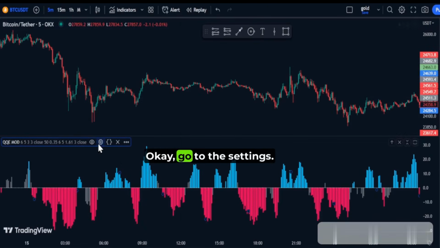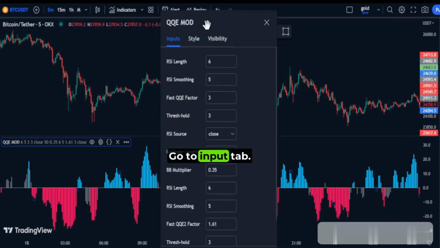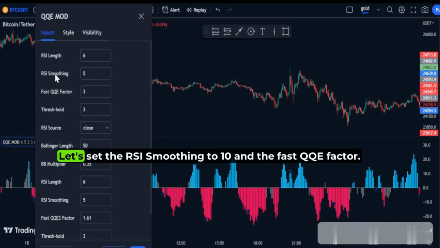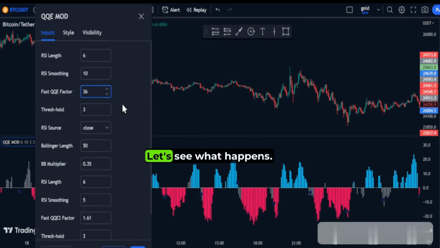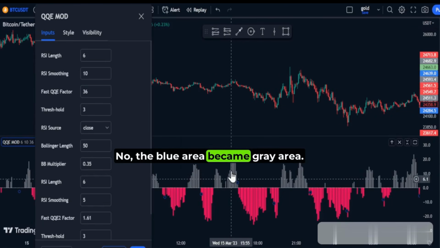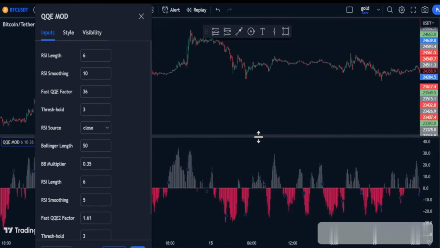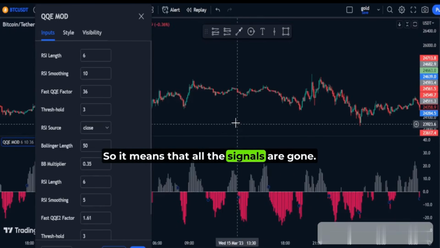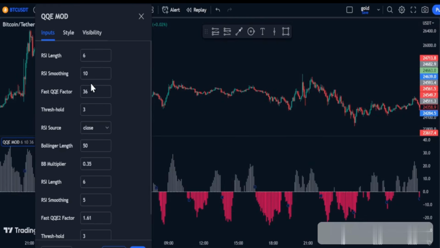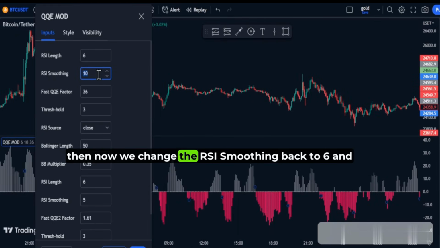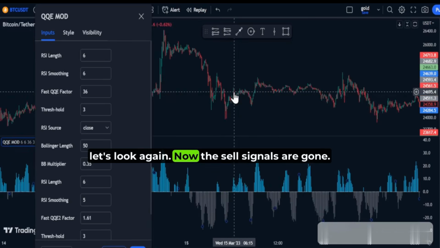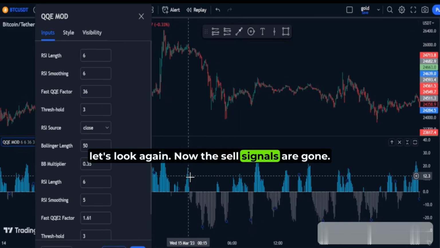Okay, go to the settings, go to input tab. Let's set the RSI smoothing to 10. And the fast QQE factor, we change it to 36. Let's see what happens. Look, the blue area becomes gray area. So it means that all the signals are gone. Then now we change the RSI smoothing back to 6. And let's look again. Now the sell signals are gone.